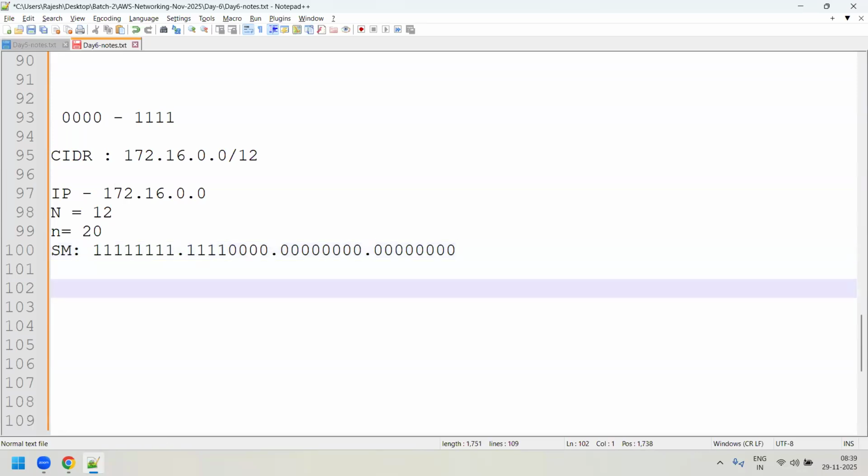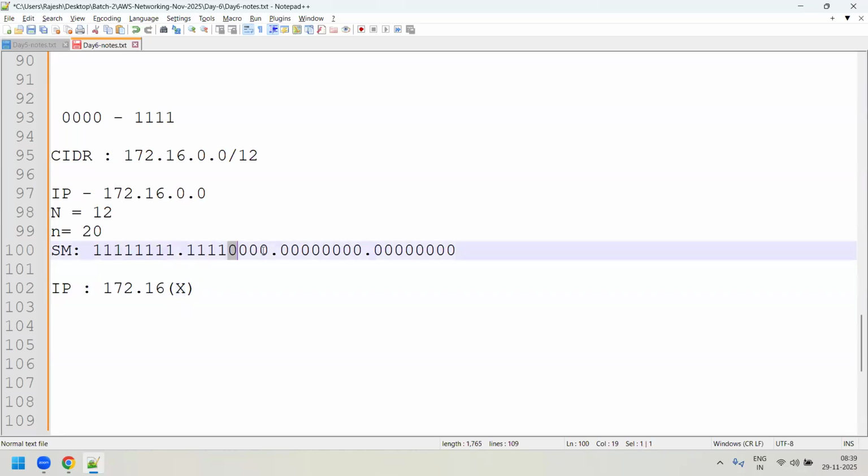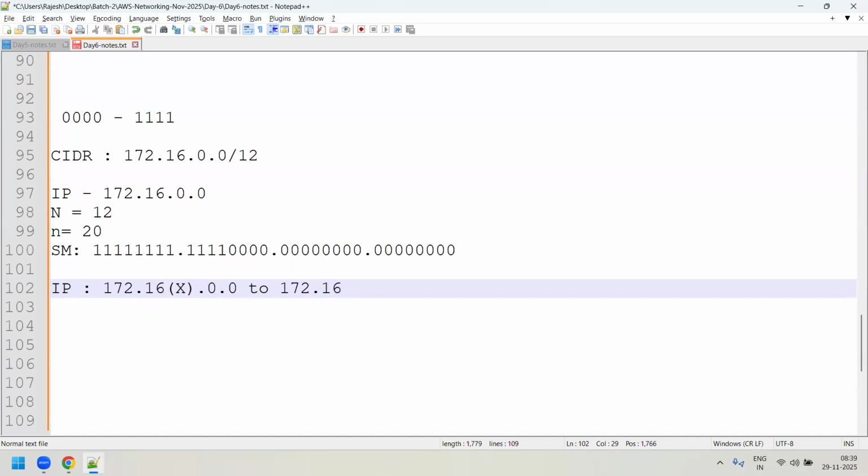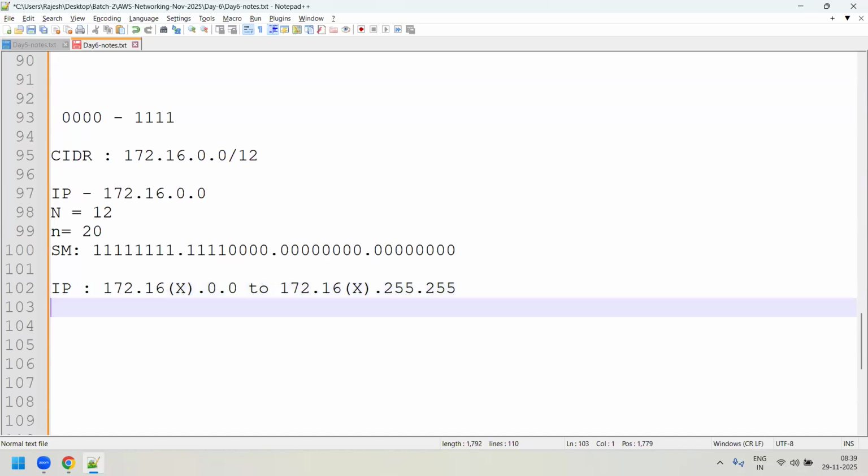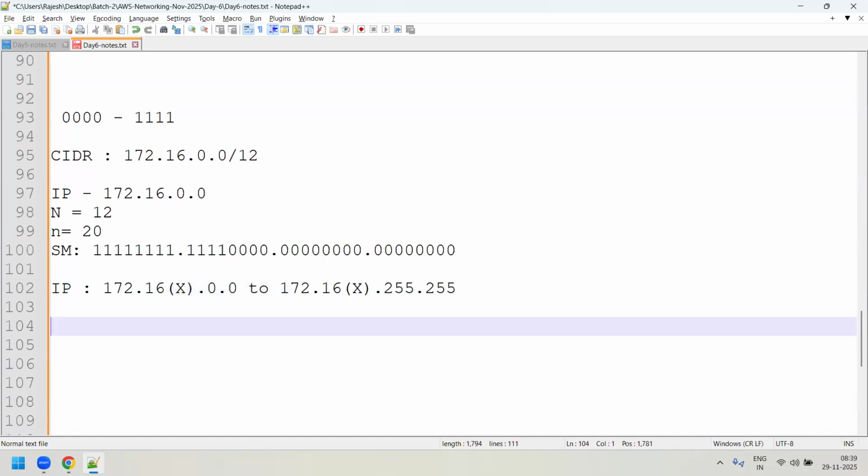For example, your IP range will be something like 172 dot 16, right? Because this is the second octet. Here, what is happening is that you have to say X actually. We consider these 4 bits as X, right? And what will be the next value? It will be 0.0, right? To 172 dot 16 of X dot, the highest value will be 255.255. Am I clear, sir? Is it fine, sir?